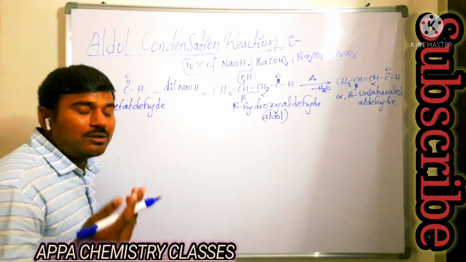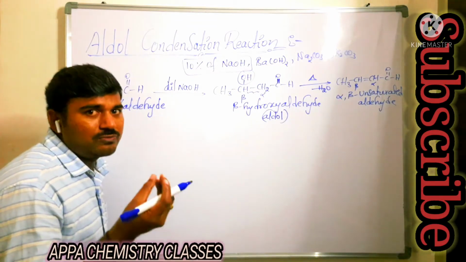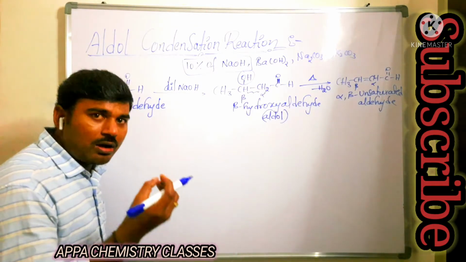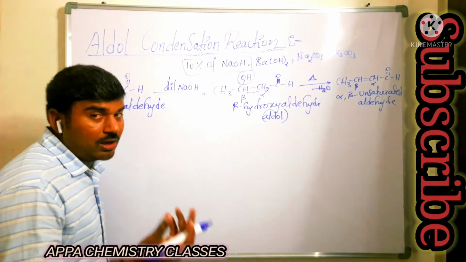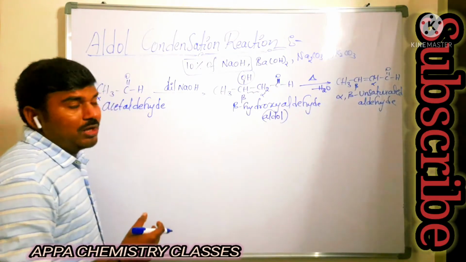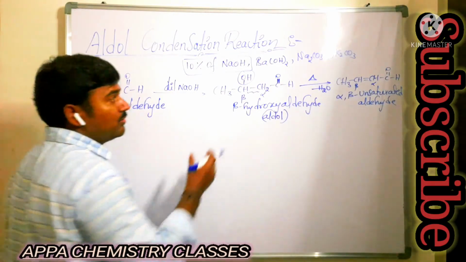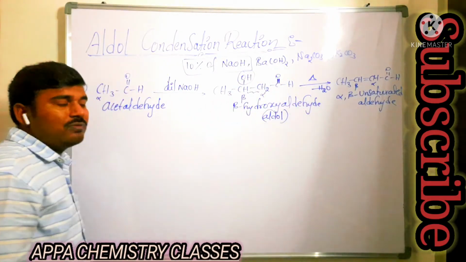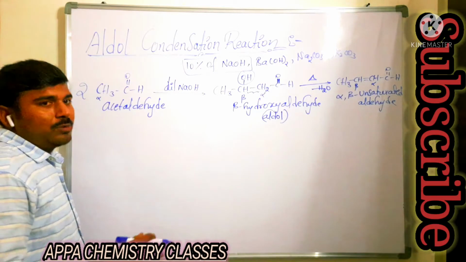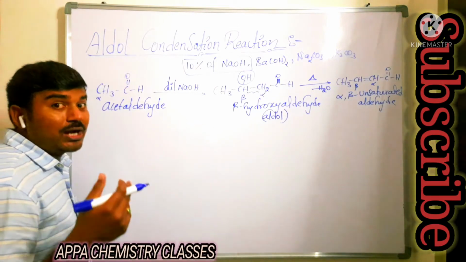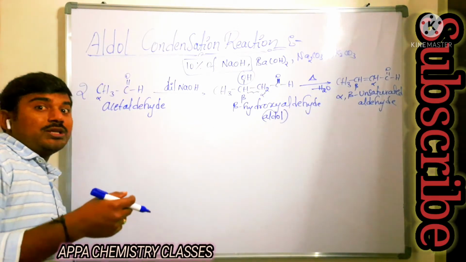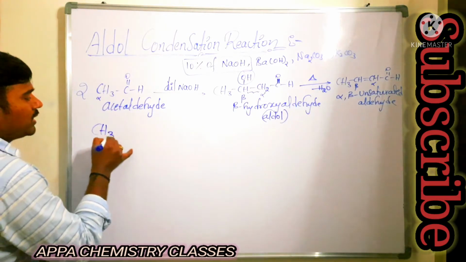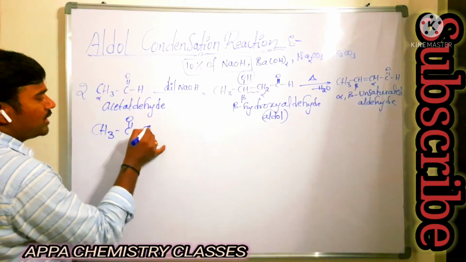Condensation means loss of a small molecule like water, alcohol or hydrogen halide from the molecule. Here, by loss of a small quantity of water, we get the alpha beta unsaturated carbonyl compound. That is what we call the condensation product. Now we will take the ketone. In the case of ketone, we take acetone.